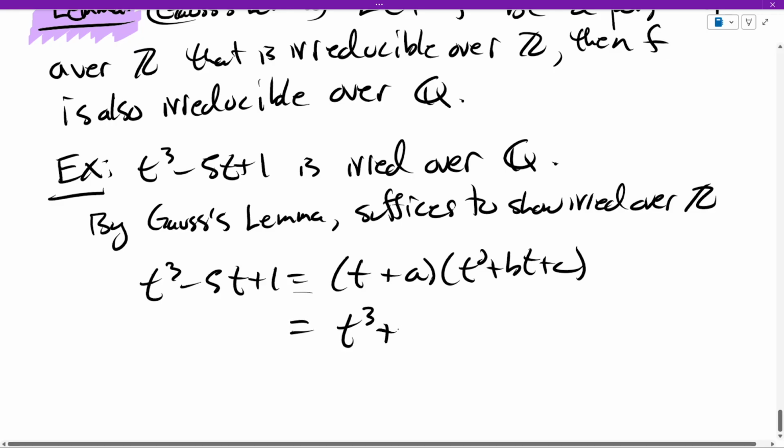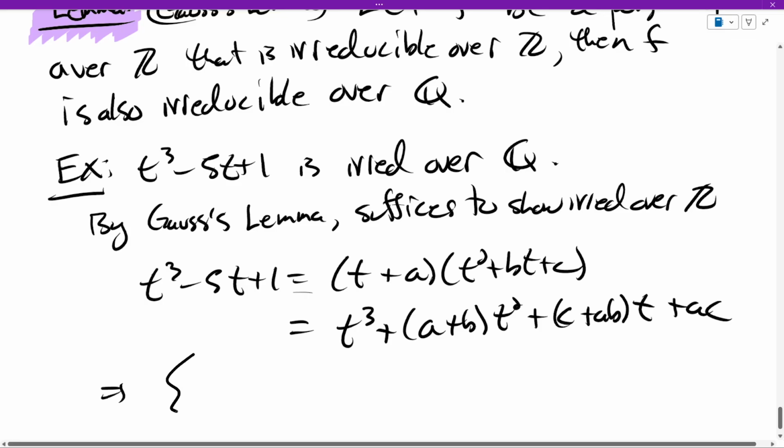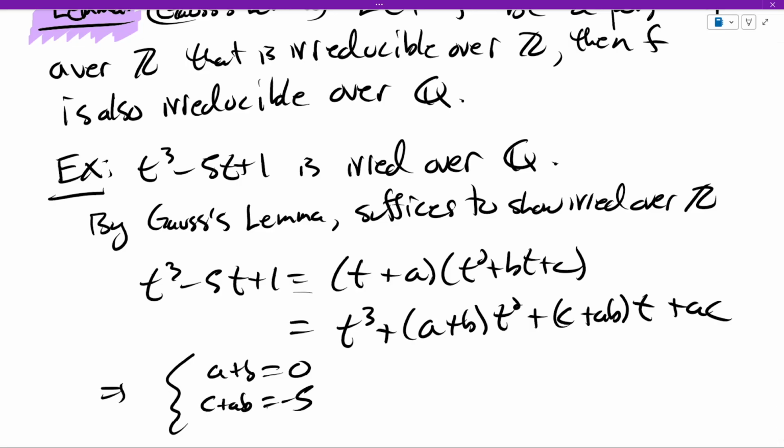So if we were to multiply this out, our quadratic term would be a plus b times t squared, our linear term would be c plus ab times t, and then our constant term is ac. Well, by comparing coefficients, a plus b had better be 0, c plus ab had better be negative 5, and ac is 1.